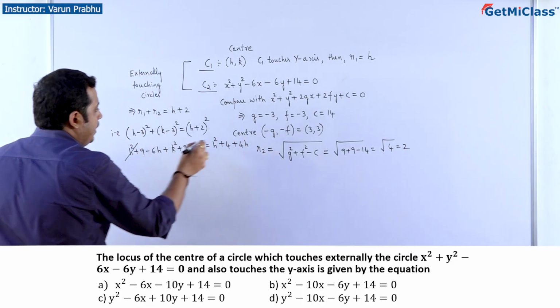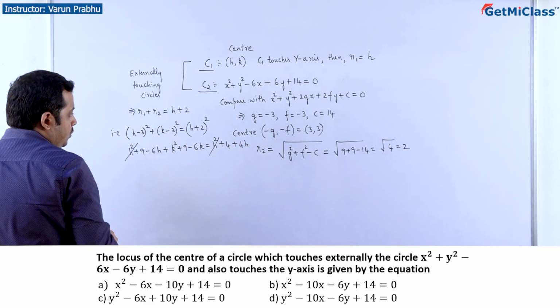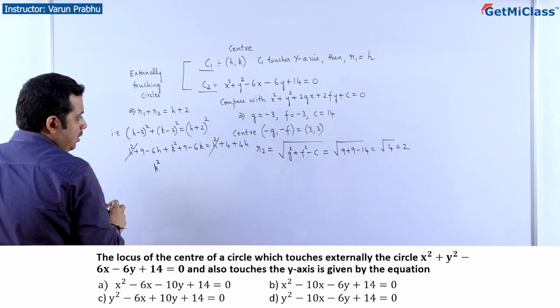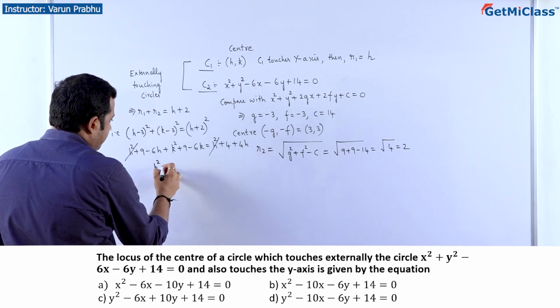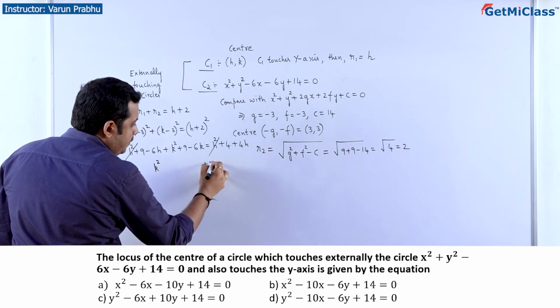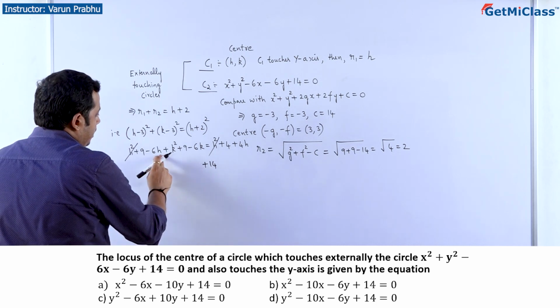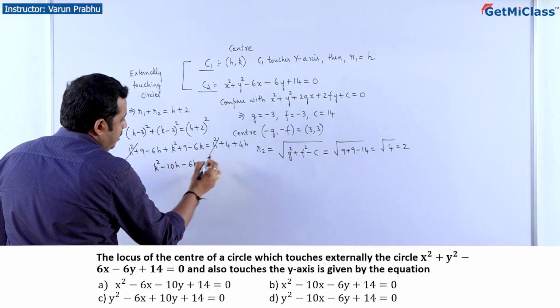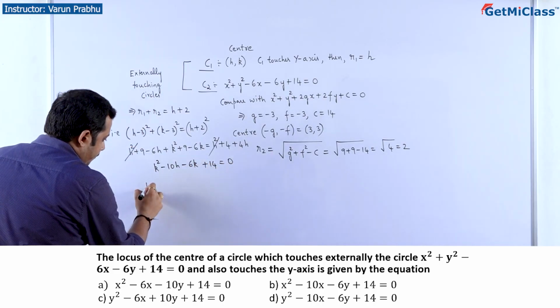So what will happen? H square will get cancelled. So what is the answer that we get? K square, here this is plus 14, correct? Minus 10h minus 6k plus 14, that is equal to 0.